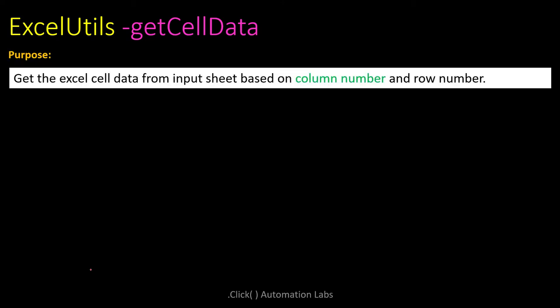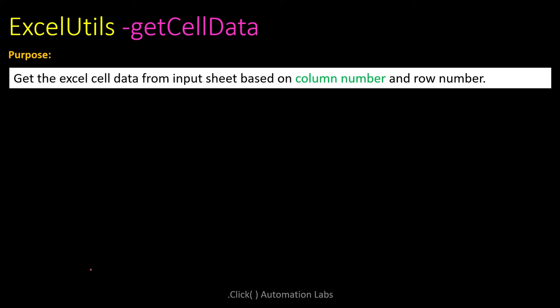This is one of the methods in the ExcelUtilities class, called getCellData. If you read the name, you will understand this. This method is used to read the data from a particular Excel cell. To read the data from an Excel cell, there are multiple ways. One is you can read through the indexes, meaning first row, first column, second row, second column, second row, first column. Like that, you can mention the row number and column number and read the data.